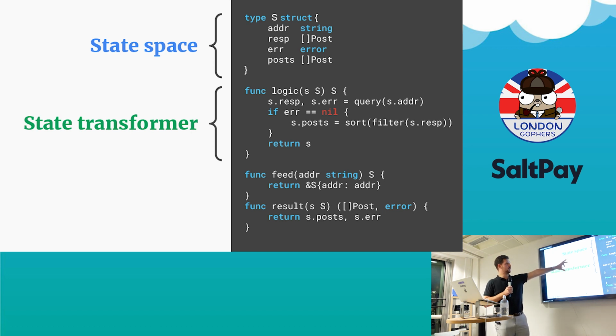Now, logic is a function that operates on the state S, and it changes it and gives you another state S. These two functions are there for clarity. So for example, feed takes the argument and returns S, and result takes S and returns the return values from the function. So all these four things are in a way equivalent to the previous one.